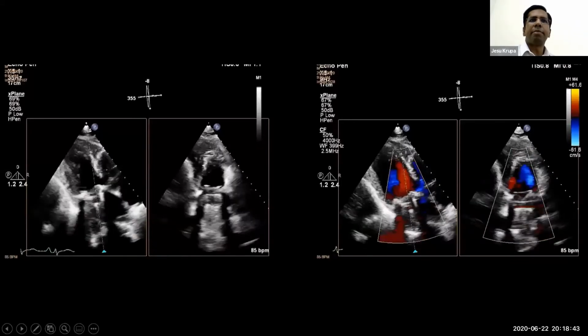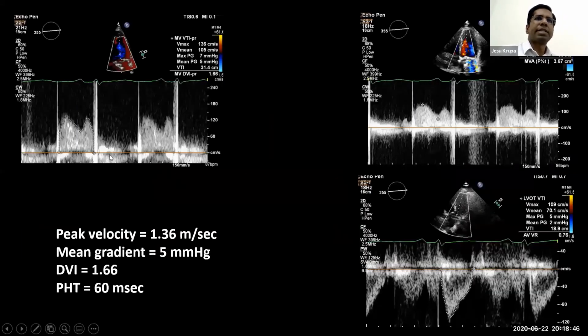We will substantiate that by, now notice how the shape of the jet has also changed. This has become markedly steep, and the gradient is now only 5. Pressure half time is also reduced. So this is all immediately after the thrombolysis. So peak velocity from 2.5 plus has come down to 1.3. Mean gradient from 16 is down to 5. DVI from 3 point something has come down to 1.6. Pressure half time, nearing 200, has come to 60. The aortic forward flow or the LVOT forward flow also has increased remarkably. It's normalized now.